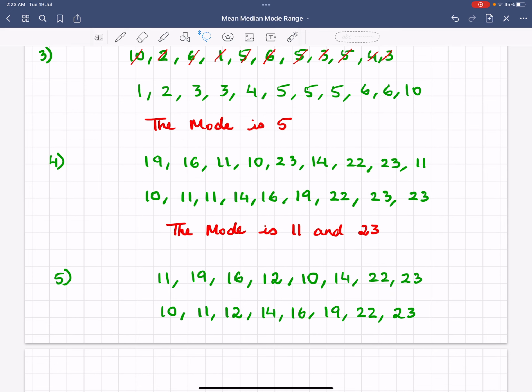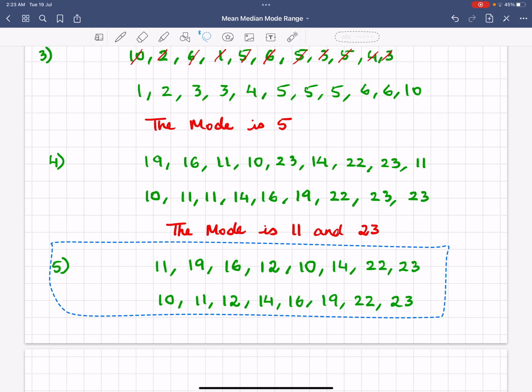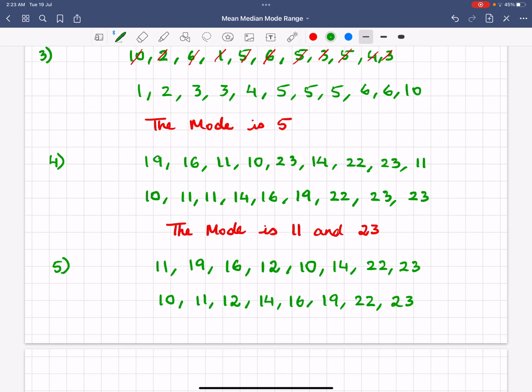Alright? So I'll just make room here for the answer. So question number 5, there is no mode. So it is not necessary that in a given set of data we need to have a mode. There is also a possibility that we may not have a mode.